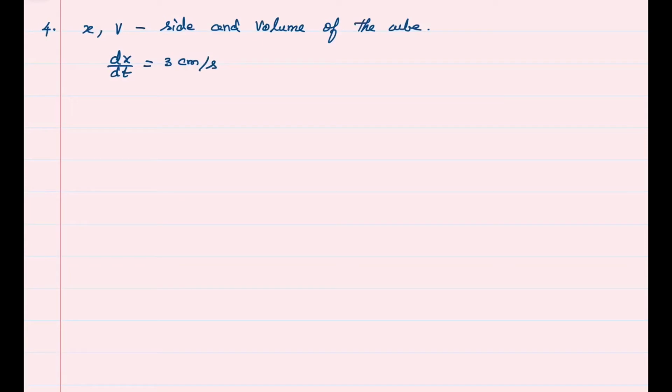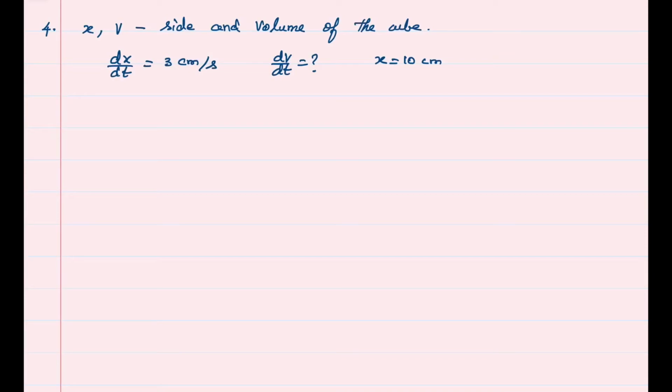Fourth question, an edge of a variable cube is increasing at the rate of 3 centimeters per second. How fast is the volume of the cube increasing when the edge is 10 centimeters long? We will take x as the edge and v as the volume of the cube. The edge of the cube is increasing at the rate of 3 centimeters per second. dx by dt is 3 centimeters per second. How fast is the volume of the cube increasing? We have to find dv by dt when the edge is 10 centimeters long.